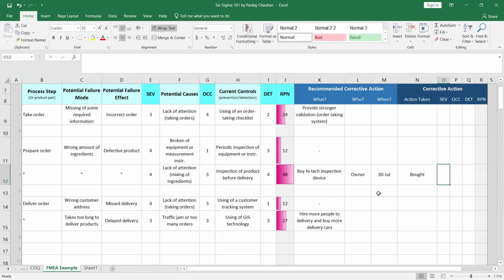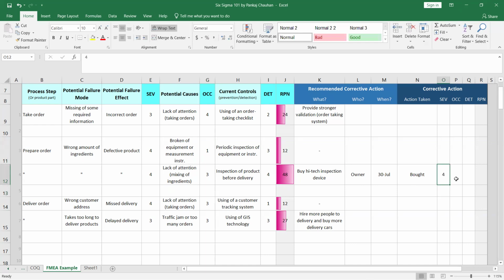Severity, please remember, of any potential failure mode never changes. So severity will remain the same as before, because if something goes wrong, it will have the same impact. So what is our primary focus? Our primary focus is always on reducing the probability of occurrence, because if something does not occur at all, however severe it is really doesn't matter to us. So severity never changes. Severity post implementation will be 4 only.